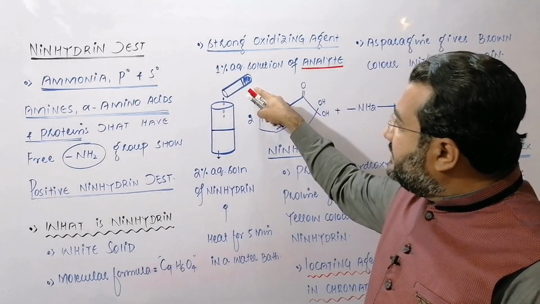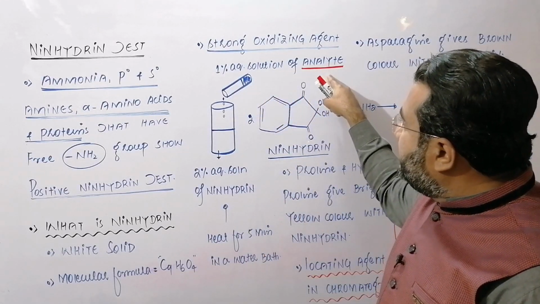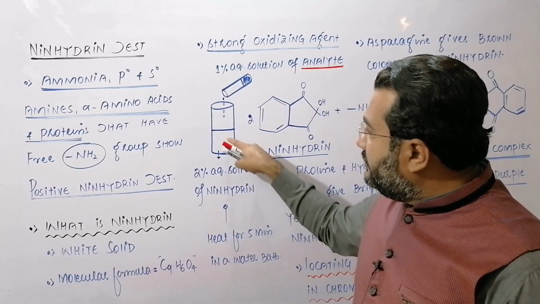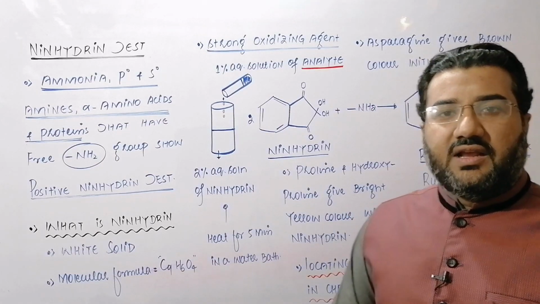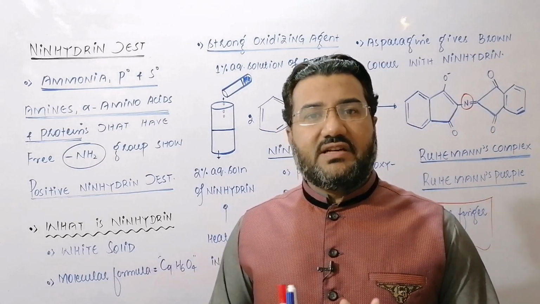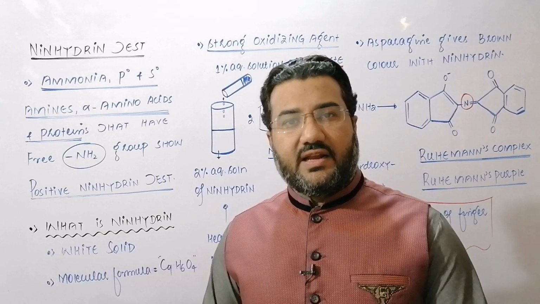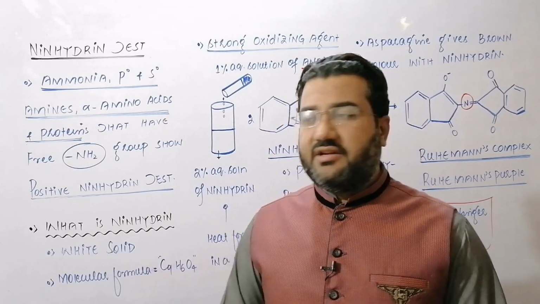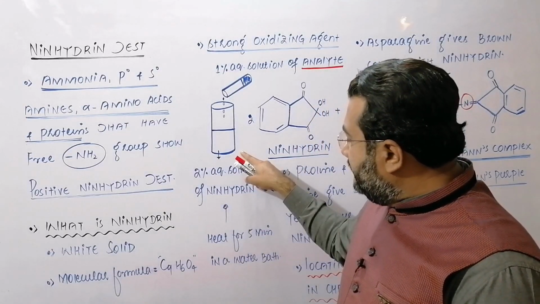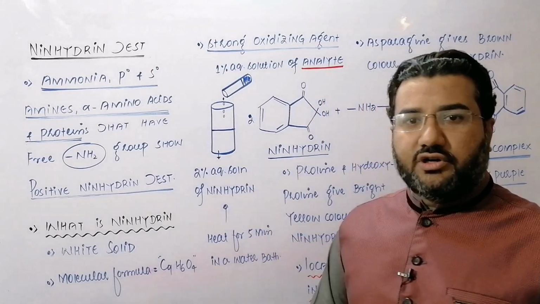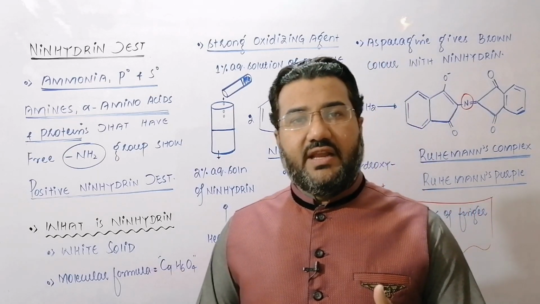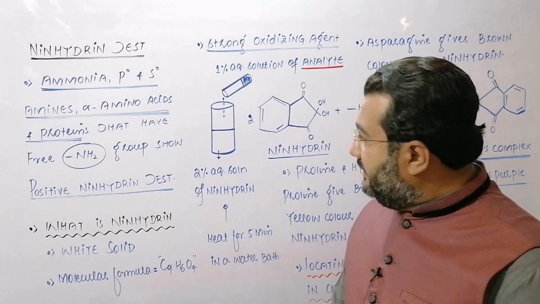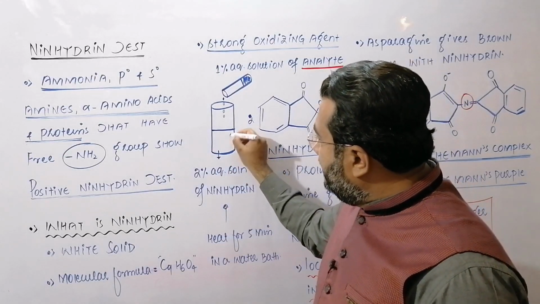Now add this 1% aqueous solution of amino acid, which is the analyte, into the 2% aqueous solution of the ninhydrin. After adding, heat this test tube for 5 minutes in a water bath. When you heat this test tube for 5 minutes in a water bath, then a deep blue color will appear in this test tube.